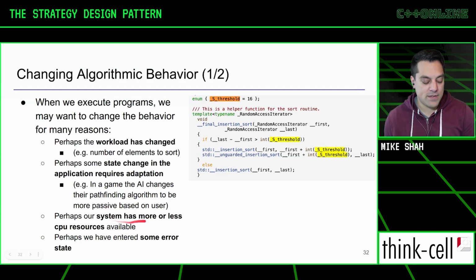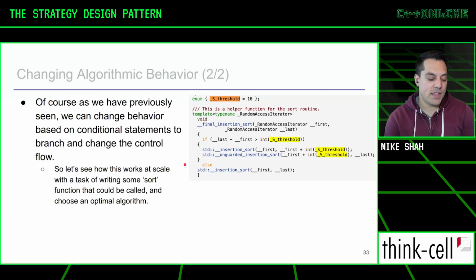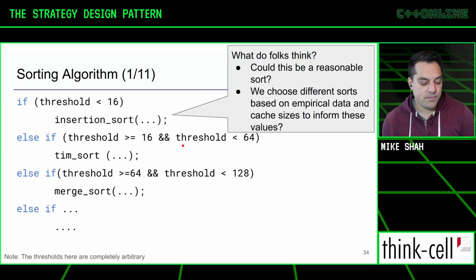Like, for instance, if the system has more or less resources, we might want to slow or speed something up. Or maybe we've just entered some sort of error state and we will actually want to do something else, right? These are all the different reasons why we're using conditional statements here. So, at scale, again, being able to choose different algorithms or behaviors is going to be an advantage for building better software. So, let's code this up.